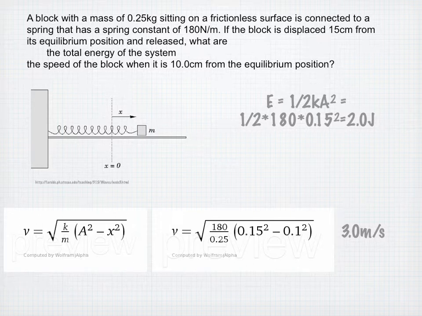Also, with the given information, we can then solve using our velocity equation that the velocity is equal to the square root of k divided by m times the amplitude squared minus x squared. Substituting in for our equation, we find that the velocity at 10 centimeters or 0.1 meters is equal to 3 meters per second.